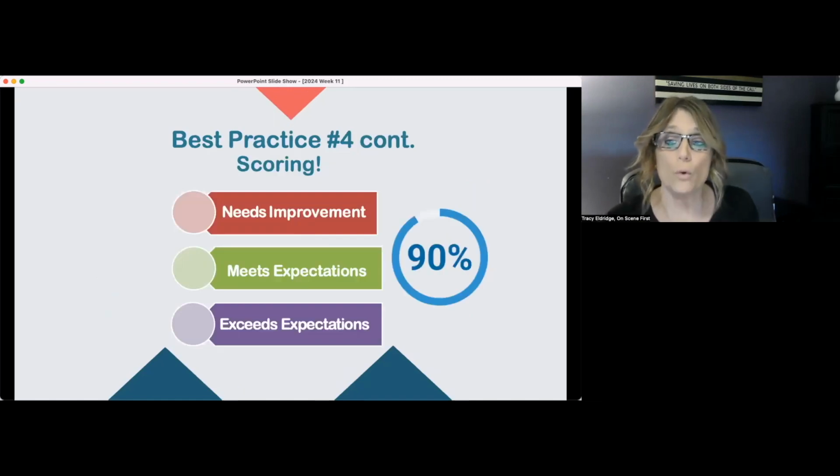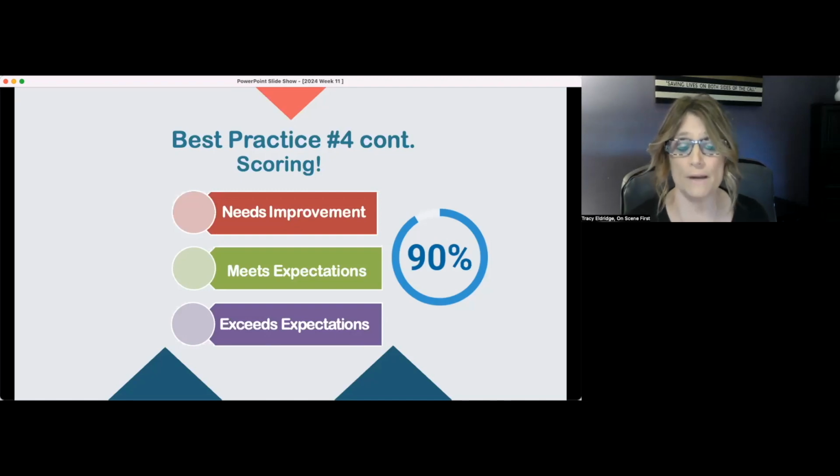As far as scoring goes, there should be a range and it should be pretty limited, right? So we're not going to have all kinds of different ones. Basic, needs improvement, meets expectations, exceeds expectations. And you should be shooting for meets expectations at least 90% of the time.